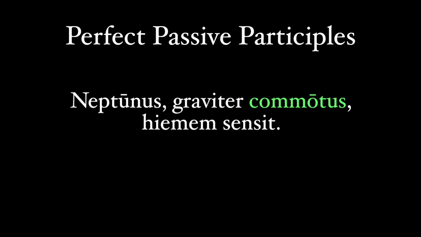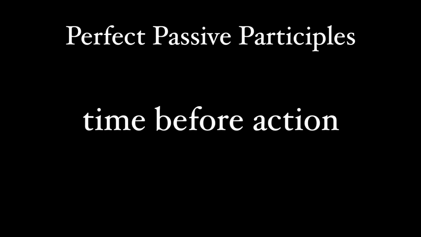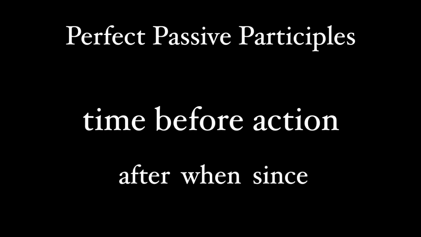From Virgil, Neptūnus graviter commotus, hiemem sensit. Neptune, having been greatly disturbed, or just greatly disturbed, sensed the storm. And commotus is our perfect passive participle, describing Neptune. Because the perfect passive participle shows time before action, we can translate it into English with a clause introduced by after, or when, or even since.